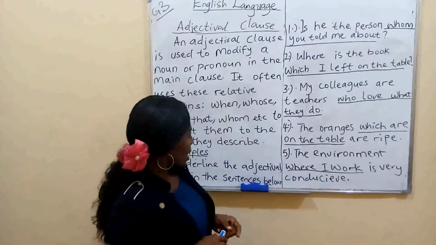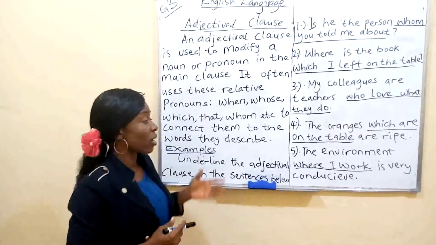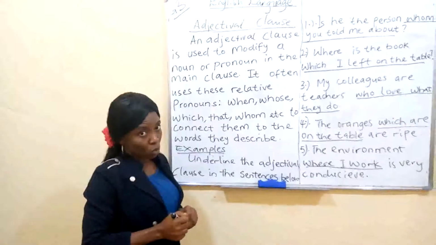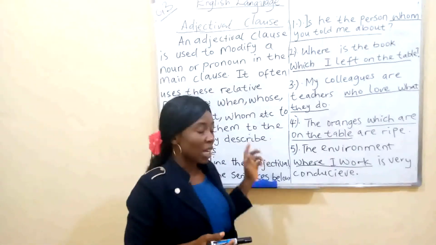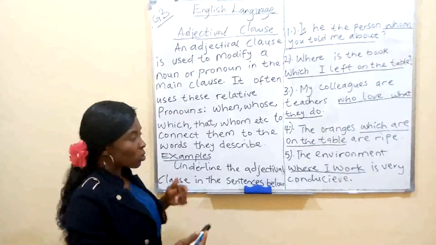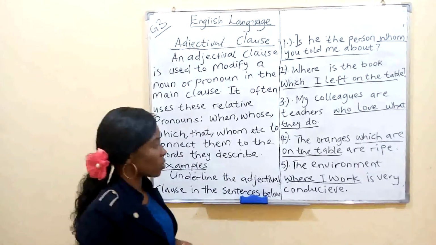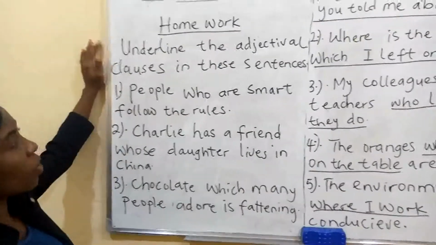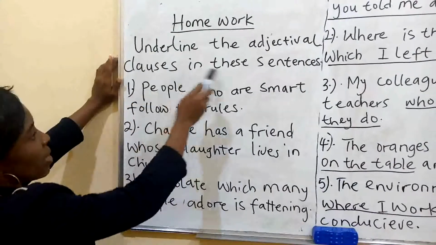So lovely learners at home, we've come to almost the end of our lesson where I'm going to write a very short homework for you to do, just to test your knowledge on this lesson, believing that you've learned something and you can actually practise by underlining or identifying adjectival clauses. So we move to our homework. Okay, this is our homework for today. Underline the adjectival clauses in these sentences.